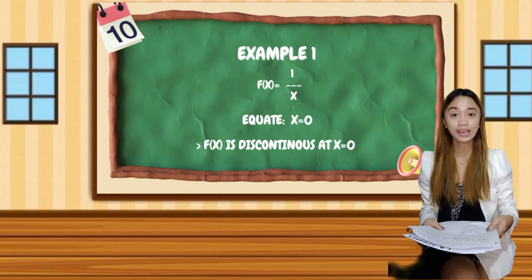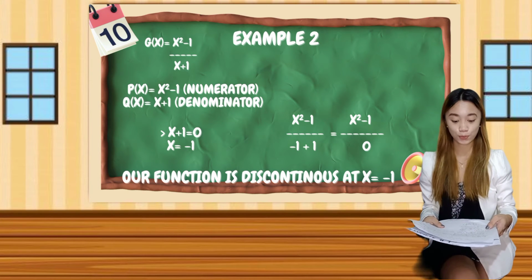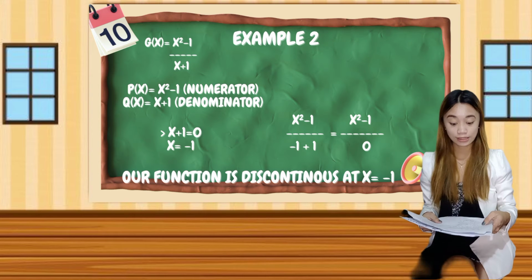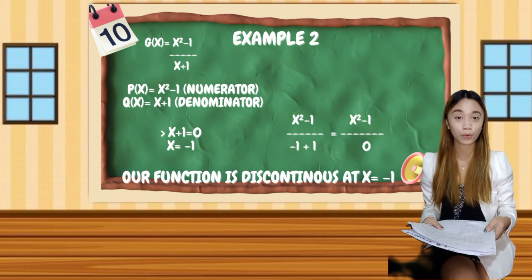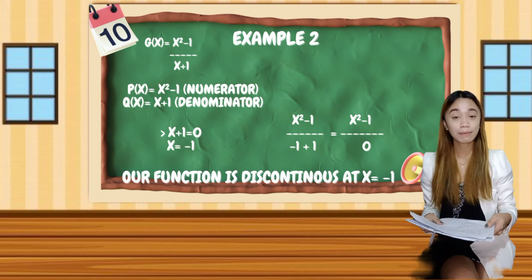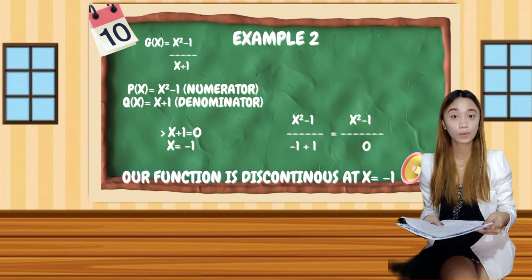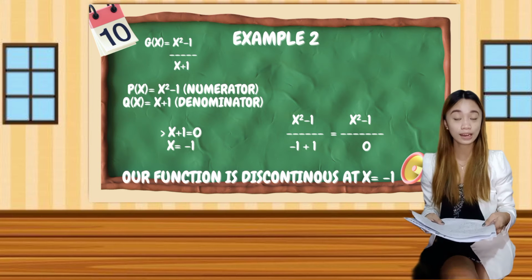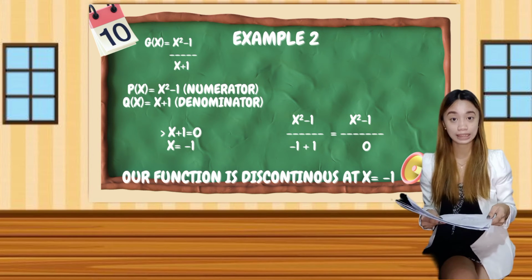Our second example, we have g of x is equals to x squared minus 1 all over x plus 1. Given this rational function, our numerator is x squared minus 1 or our p of x, and our q of x is equals to x plus 1. So kailangan natin malaman if mag-i-equate ba sa 0 ang ating function para malaman natin kung saan ang discontinuity. First, we have x plus 1 as our q of x is equals to 0. So we can have x is equals to negative 1 as we transpose positive 1 into the other side. So we have the negative sign.